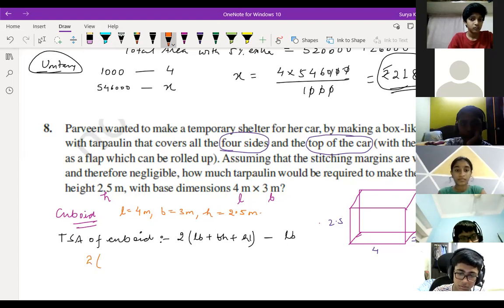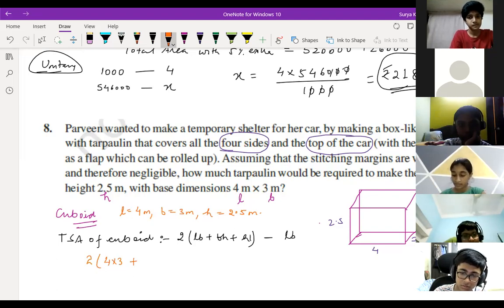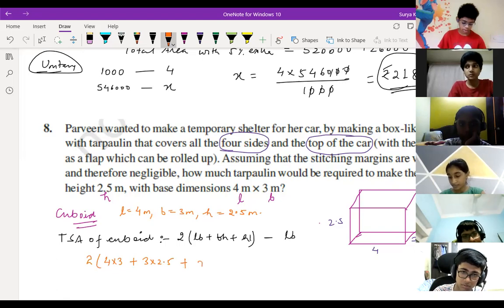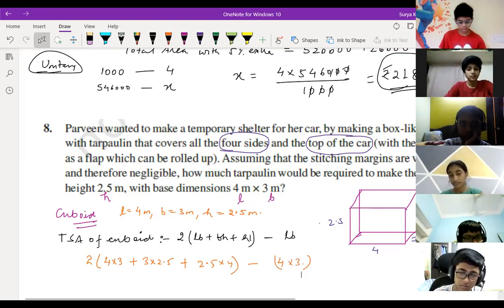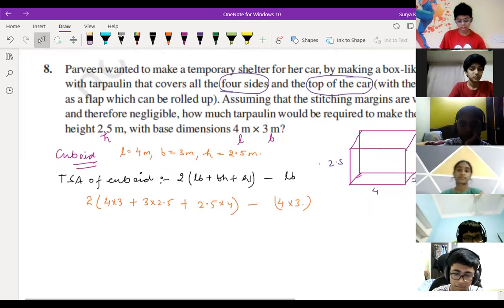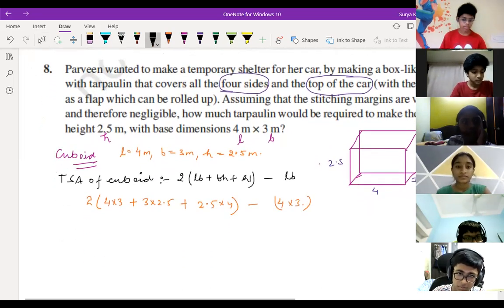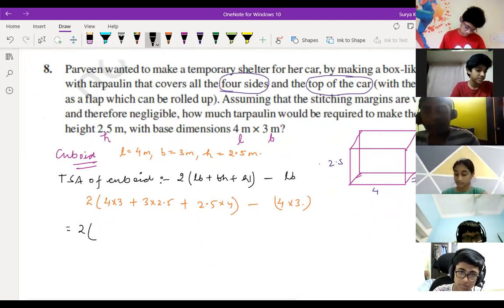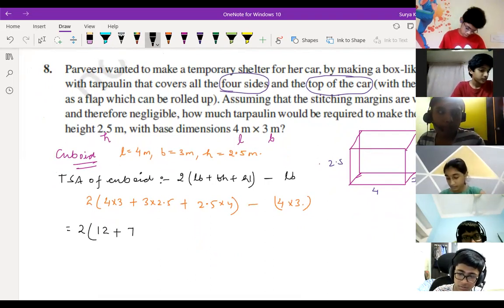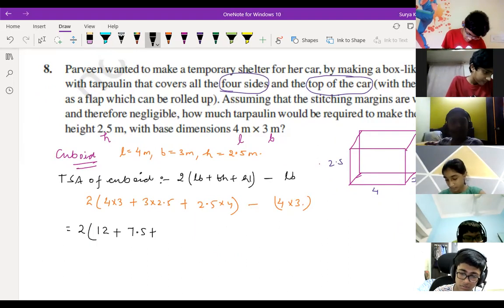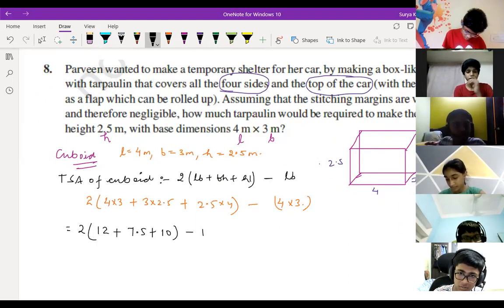So 2 L into B means 4 into 3 plus 3 into 2.5 plus H into L, 2.5 into 4, minus length into breadth. Length into breadth is 4 into 3. Is it clear to everyone, children? Yes, sir. Now just multiply over here. Everything just do: 2 into 4 3s are 12, plus 7.5, plus 2.5 into 4 is 10, minus 12.